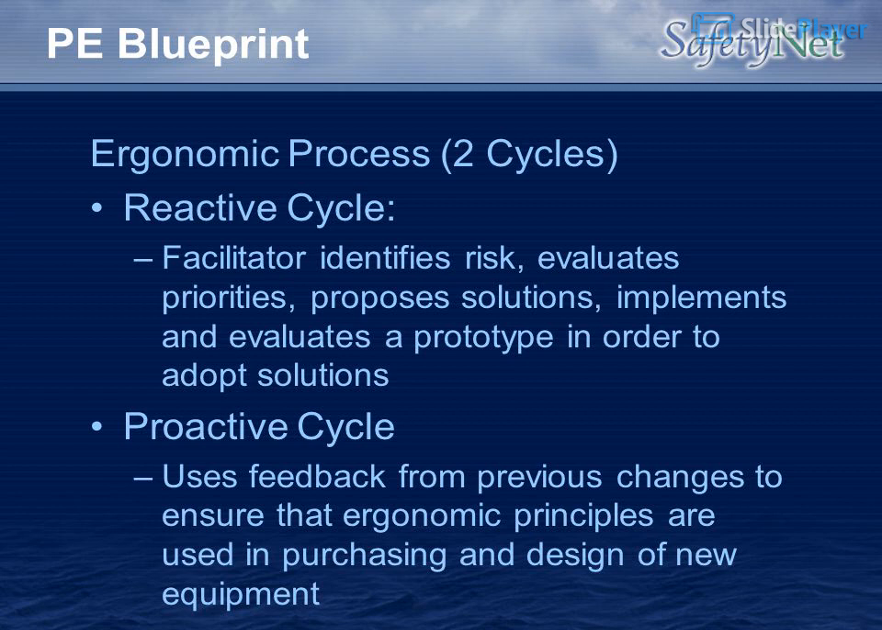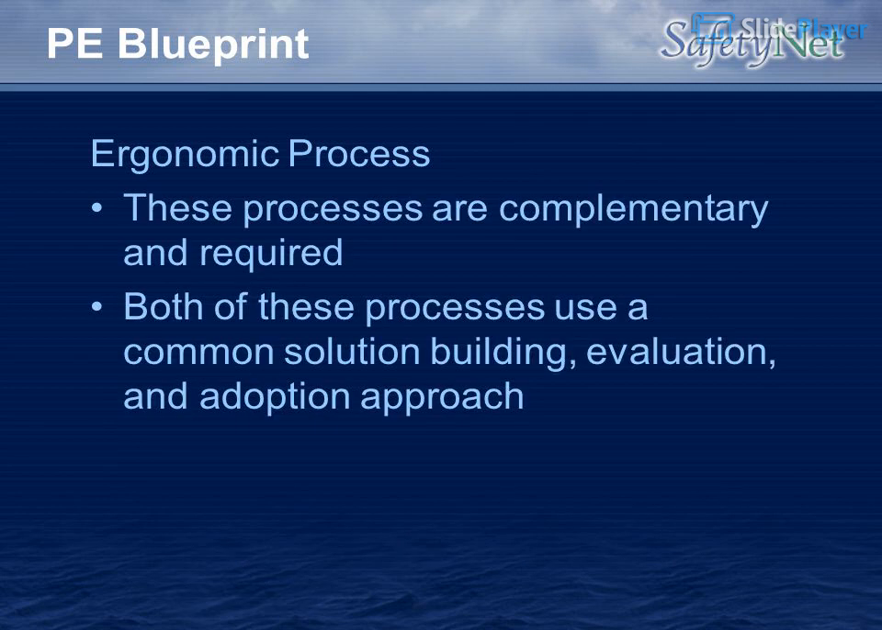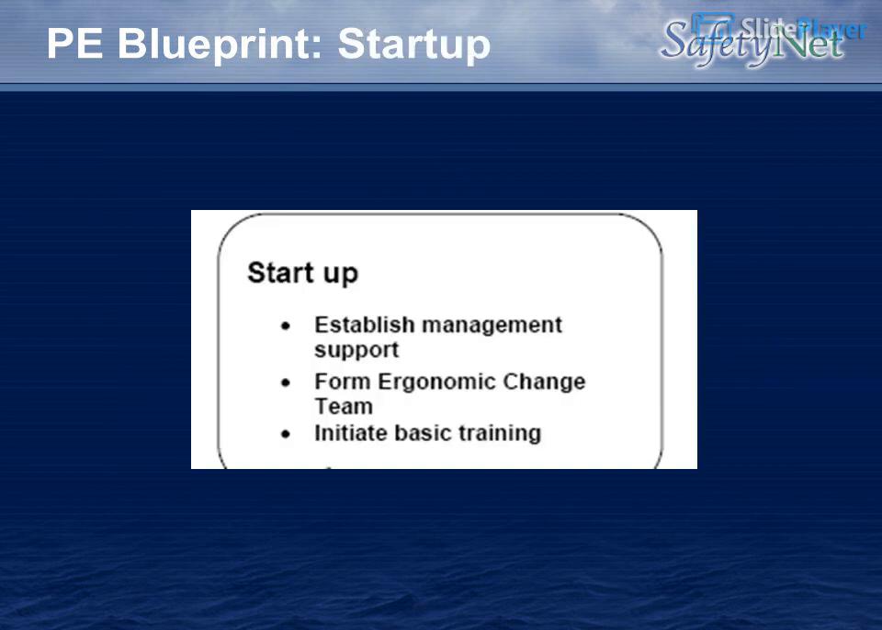Proactive cycle: uses feedback from previous changes to ensure that ergonomic principles are used in purchasing and design of new equipment. P Blueprint ergonomic process. These processes are complementary and required. Both of these processes use a common solution building, evaluation, and adoption approach. P Blueprint, startup.